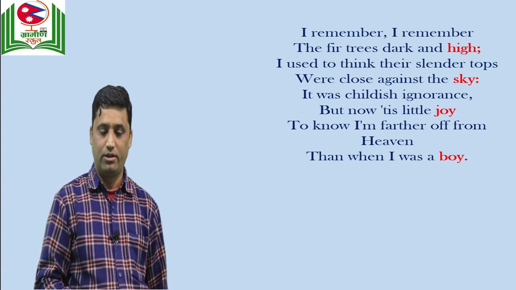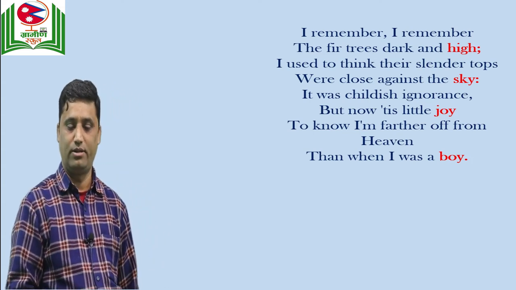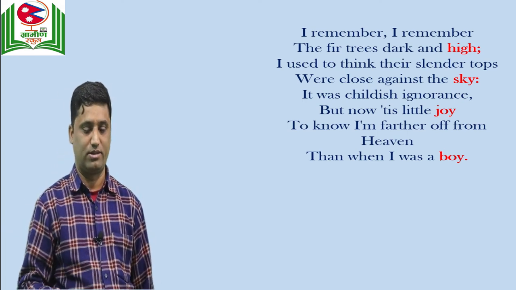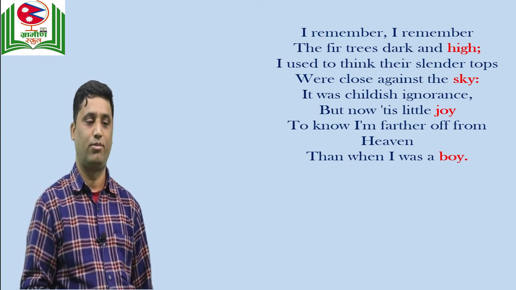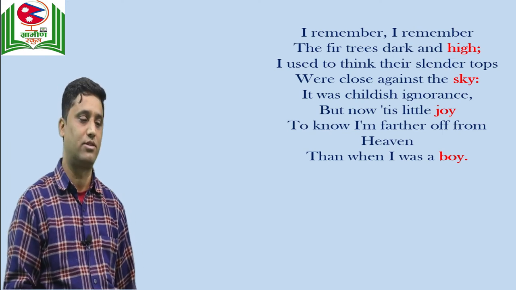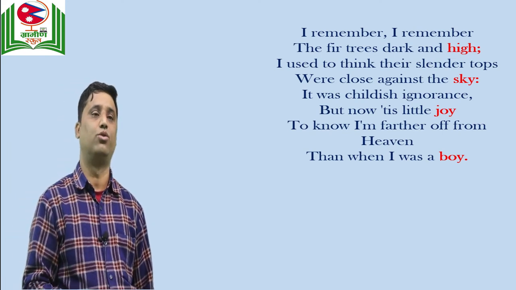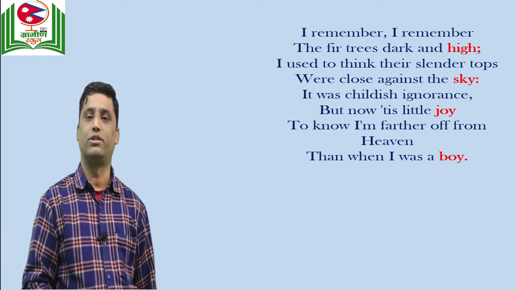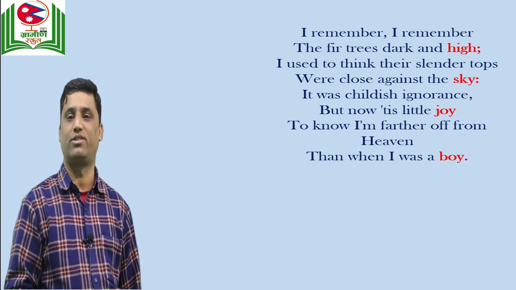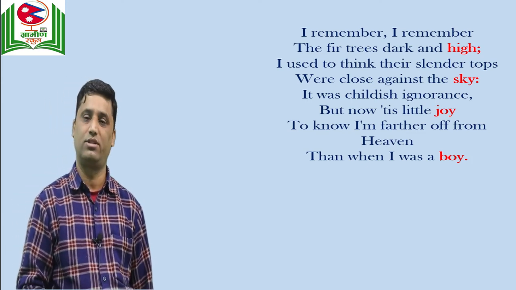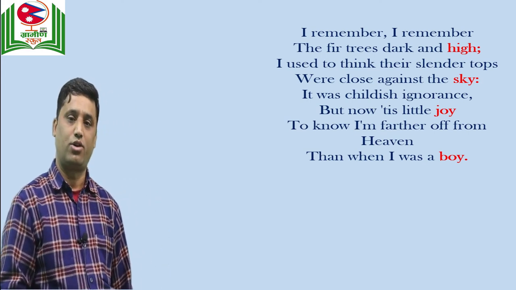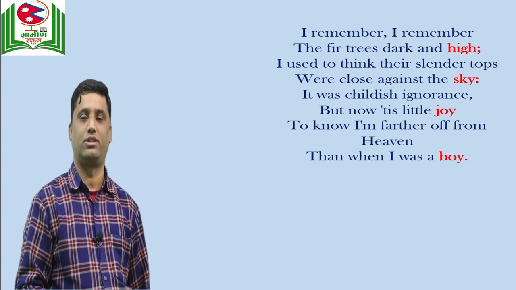So the writer, the poet, finally he just thinks, he used to think in the wildest manners about the fir trees. Fir trees are very, very high, they have slender tops, okay? They just go close to the sky. When the poet was a small child, he used to think that, oh, these slender tops of the fir trees would touch the sky. It was just the childish ignorance. He did not know much.